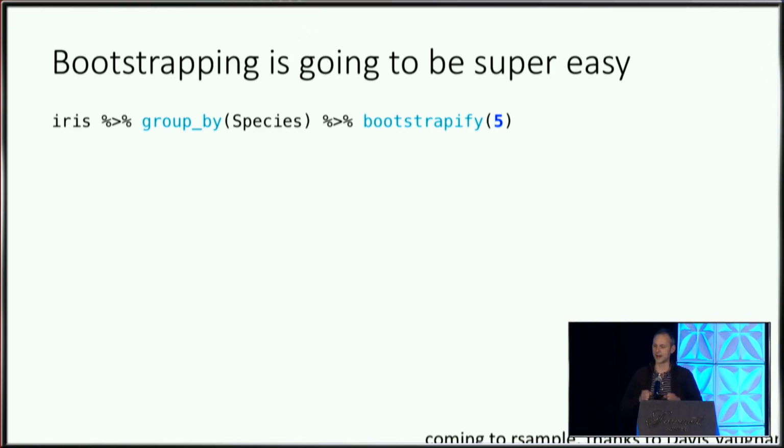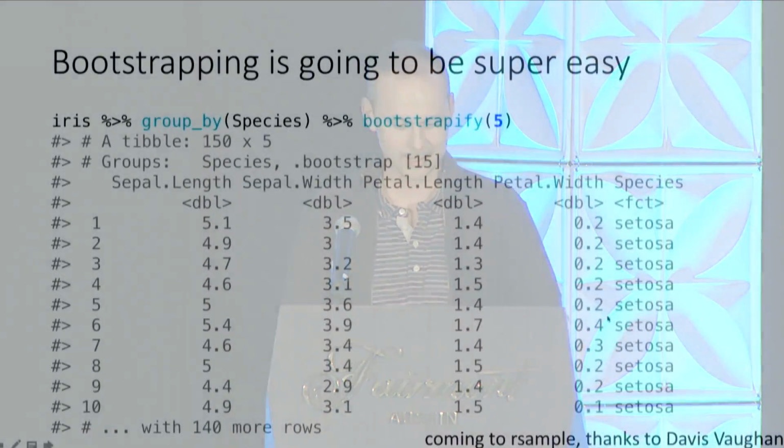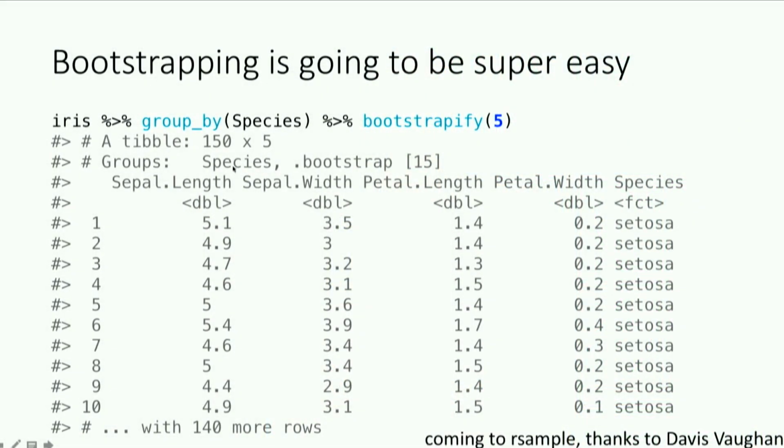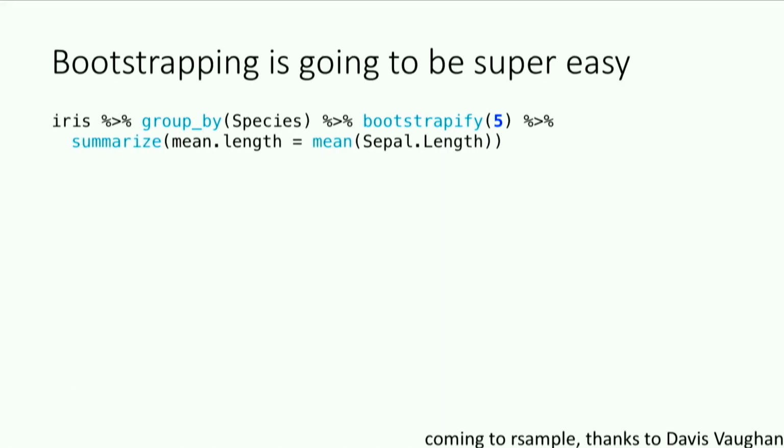So if we take, say, the iris data set, we group it, and then we bootstrapify. It's the magic word. If you know the iris data set, nothing has happened except that it's now in groups, by species. I've grouped by species, and it says bootstrap 15 because it's 3 species and we've bootstrapped each 5 times. So it's these virtual bootstraps that we've generated that we can use in a dplyr sequence.